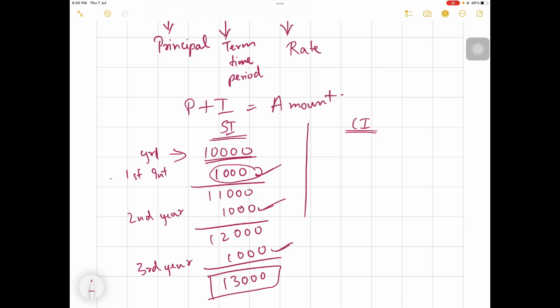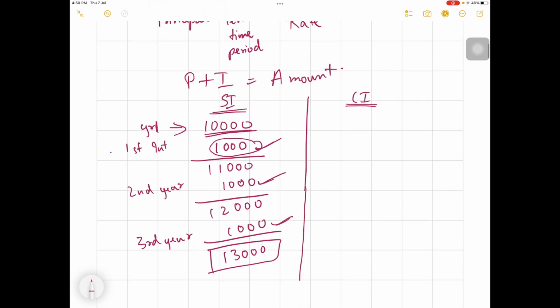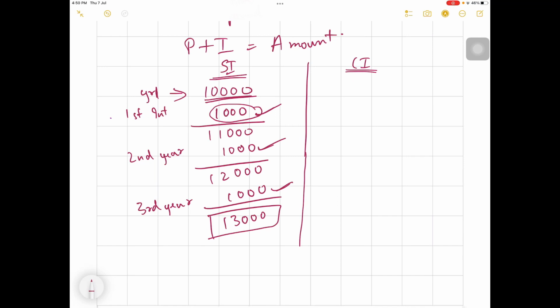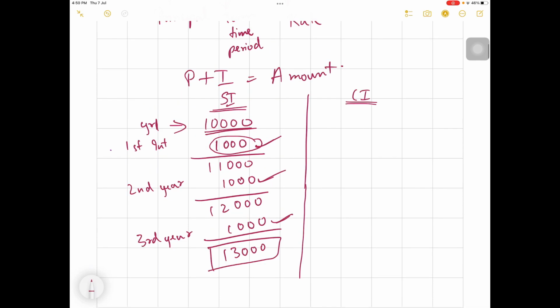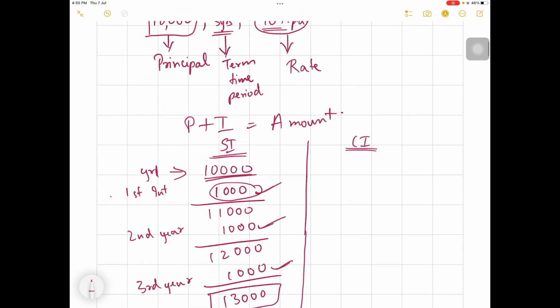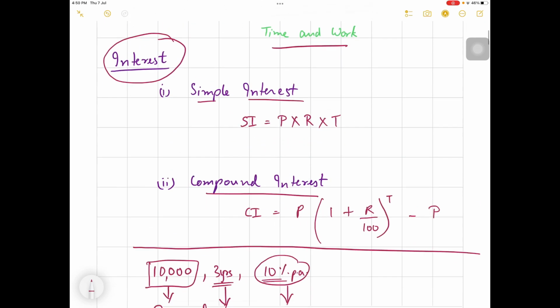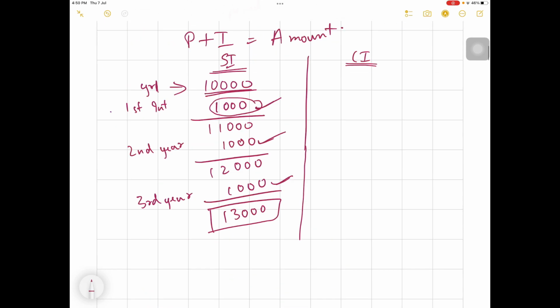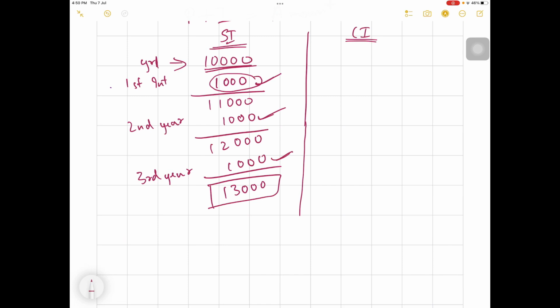So in simple interest, the interest is the same every year. Instead of doing it like this, I could have used the formula: simple interest is equal to P into T into R.